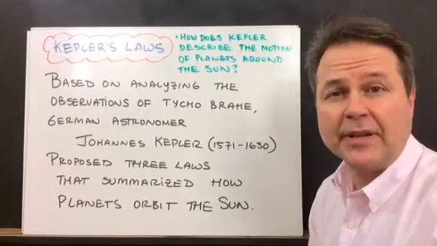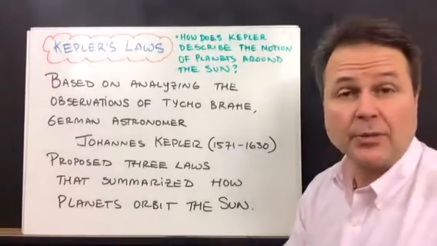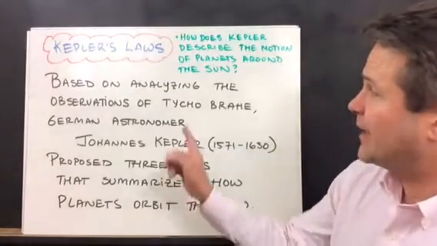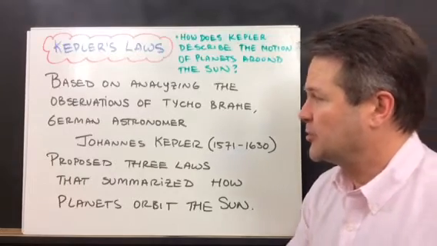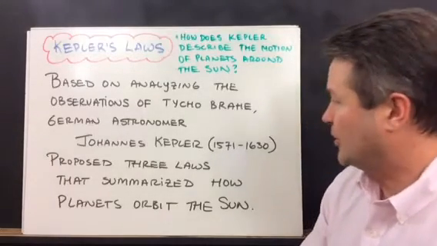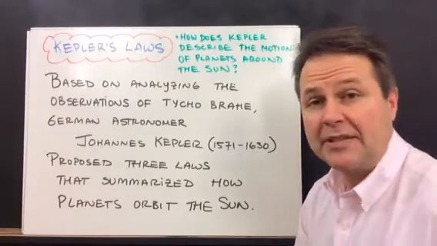The objective of this video is to learn how Kepler describes the motion of planets around the Sun. Now, based on analyzing the observations of Tycho Brahe, German astronomer Johann Kepler proposed 3 laws that summarize how planets orbit the Sun.